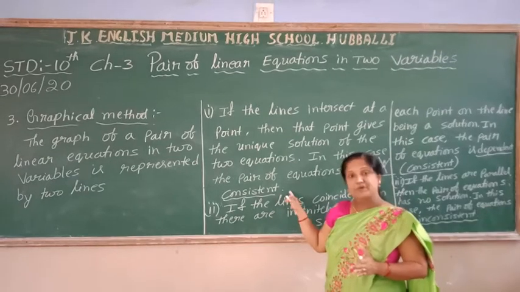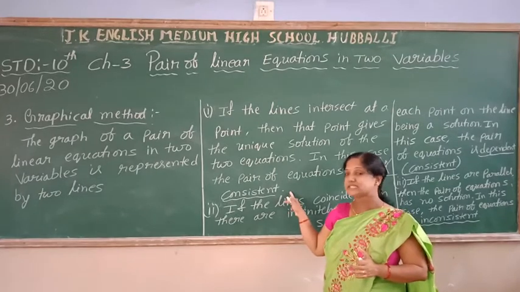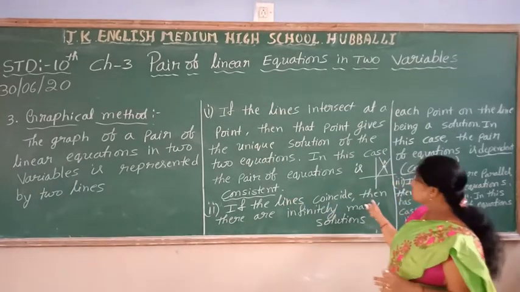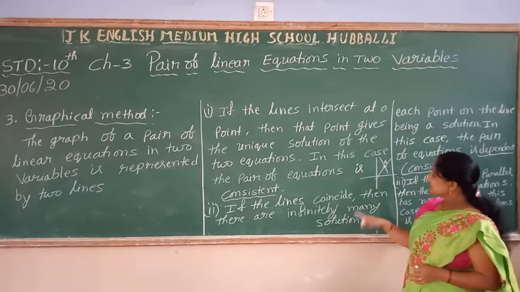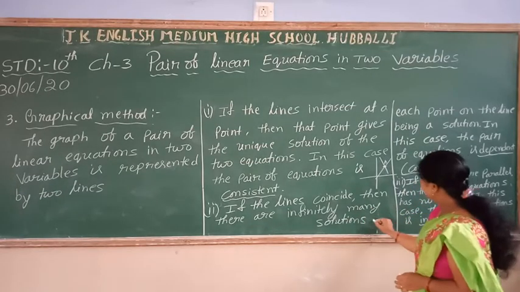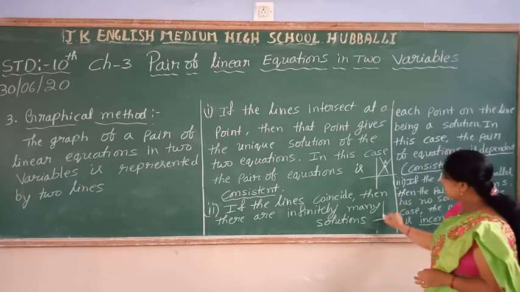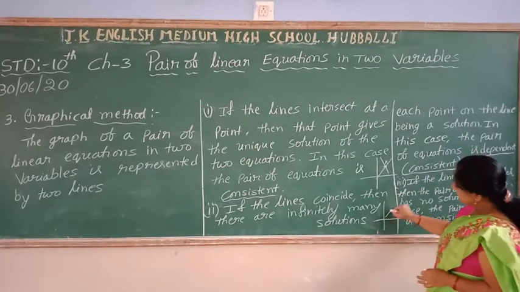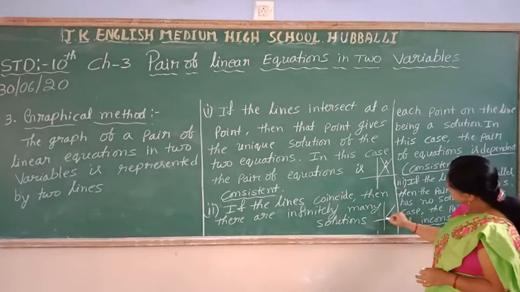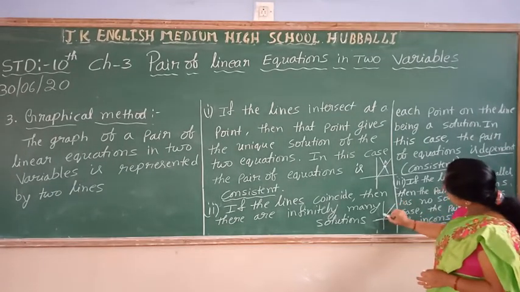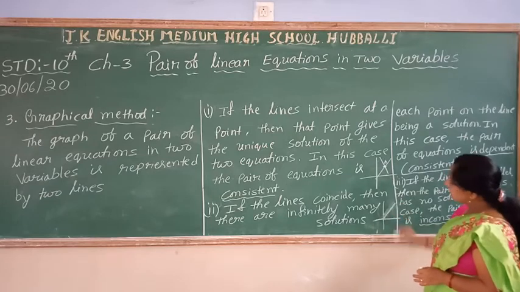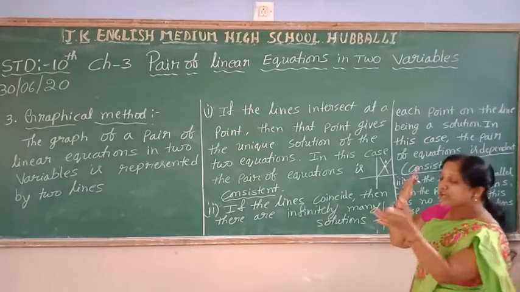No, that type of equations we are going to say as consistent equations. If the lines coincide, then there are infinitely many solutions. What is the meaning of this? Here, see, the graph you are going to get this way. This is the x-axis and this is the y-axis. The straight line you get like this way. The other line overlaps on this one only. See, it is overlapping on this only. Another line is overlapping on this, meaning every point.